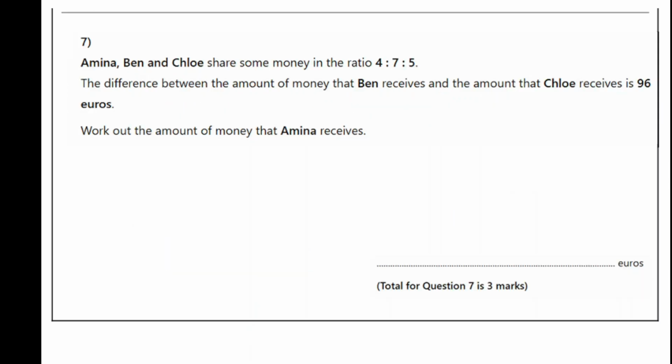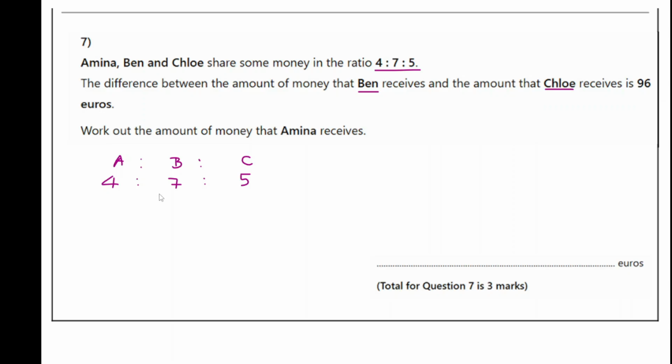Here's the 7th question. Amina, Ben, and Chloe share some money in the ratio 4:7:5. So 4 parts for Amina, 7 parts for Ben, and Chloe gets 5 parts. The difference between the amount of money that Ben receives and the amount of money that Chloe receives is 96 euros.